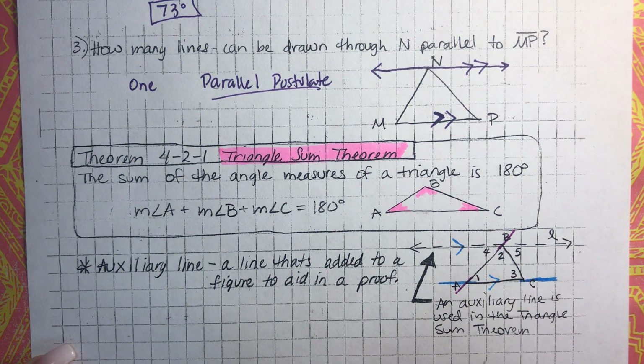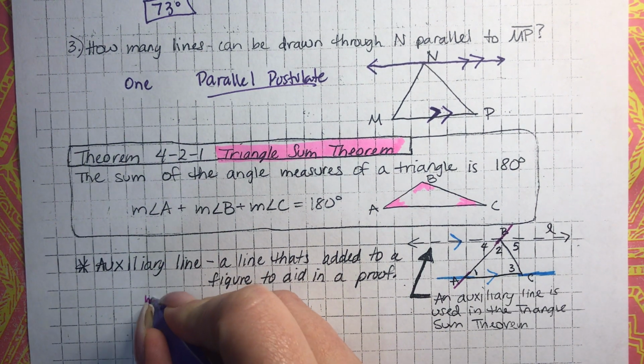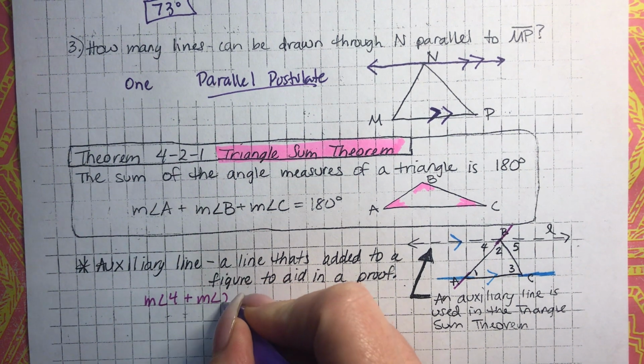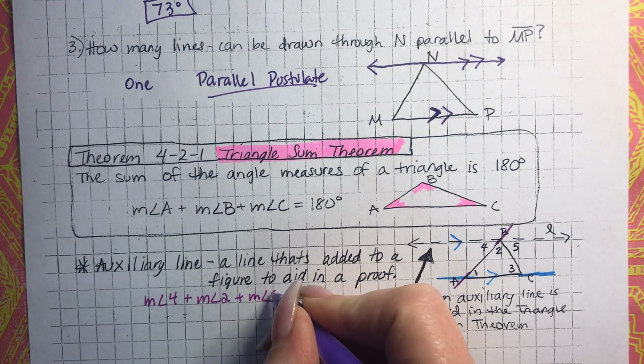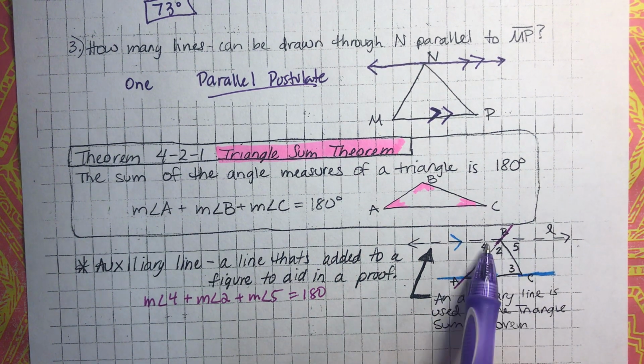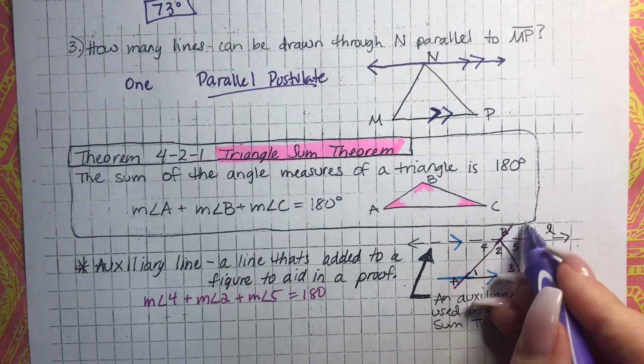So I'm going to write that. Measure of angle 4 plus measure of angle 2 plus measure of angle 5 equals 180 degrees because of the linear pair theorem, right? Those are all linear pair. But then what happens, and I'm not going to do a complete proof here, I just want you to see this. So we have two parallel lines and we have a transversal, right, that's cutting through those.